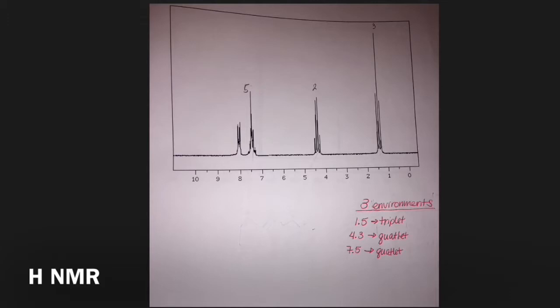Next, we will examine the HNMR. Based on our data, it looks to be 3 or 4 different environments. At 1.5, there is a triplet with an integration of 3. At about 4.5, there is a quartet with an integration of 2. And finally, at 7.5 to 8, it looks like a set of peaks with an integration of 5.